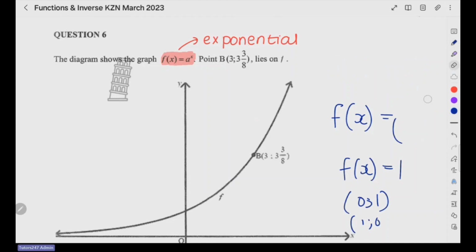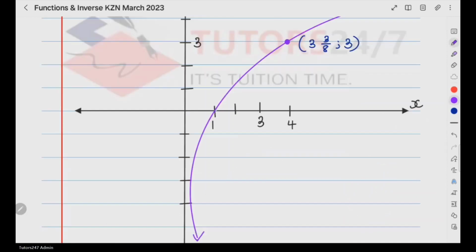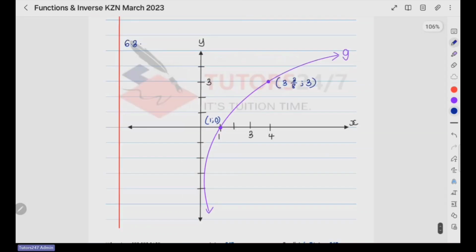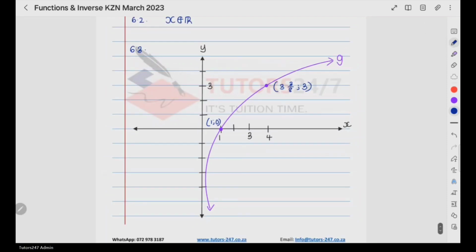So let us go and plot that point of 1 and 0. So this is the point of 1 and 0. So that is our function of g.